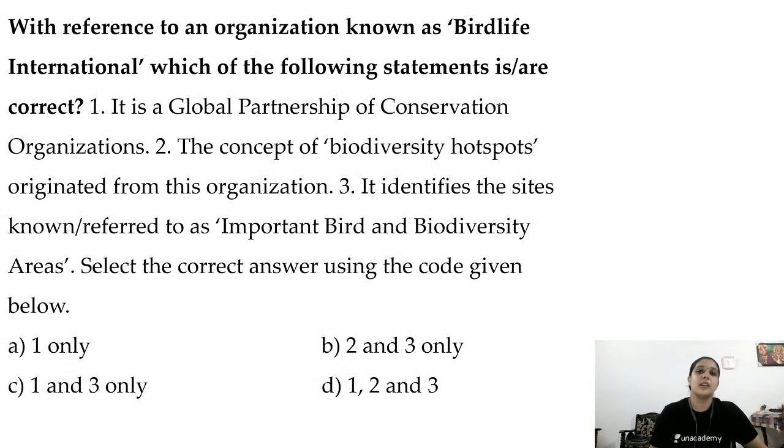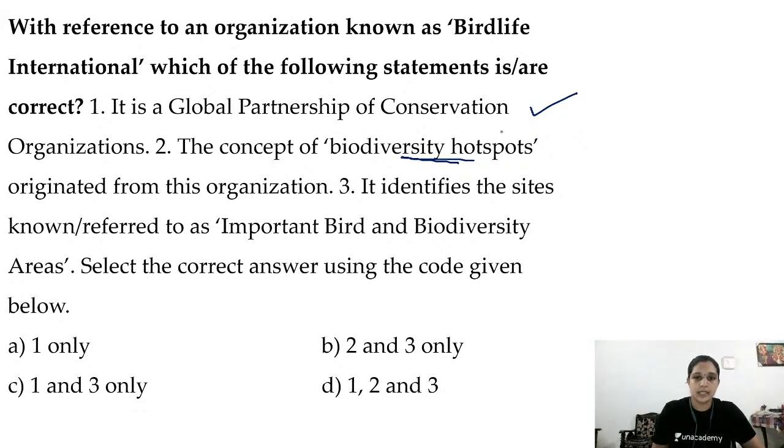Next. With reference to the organization known as BirdLife International, which of the following statements are correct? It's a global partnership of conservation organizations. Very right. BirdLife International is a partnership organization, the first and foremost thing you should know. The concept of biodiversity hotspots originated from this organization. Biodiversity hotspot is not from an organization. It is an individual's ideology. So the second statement should not come.